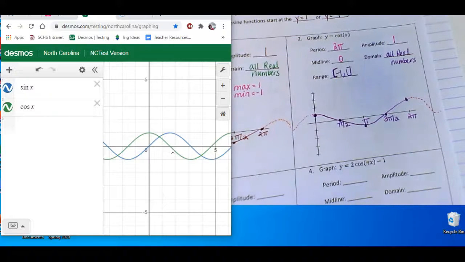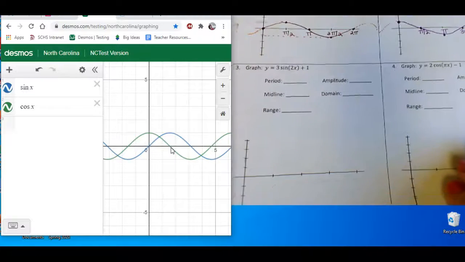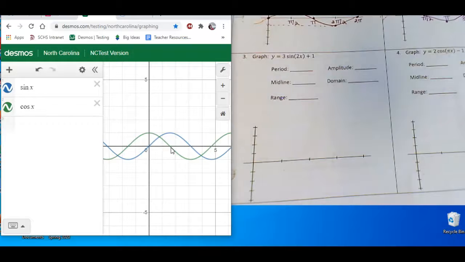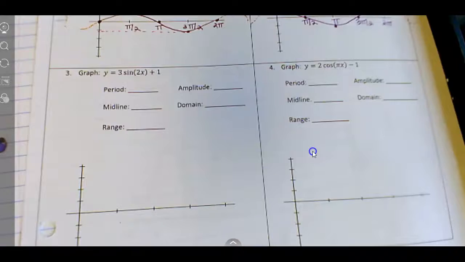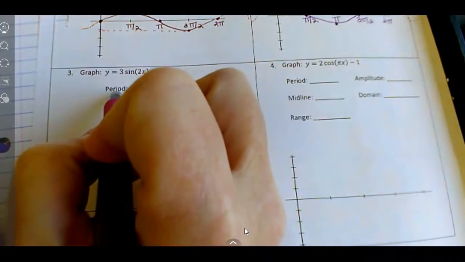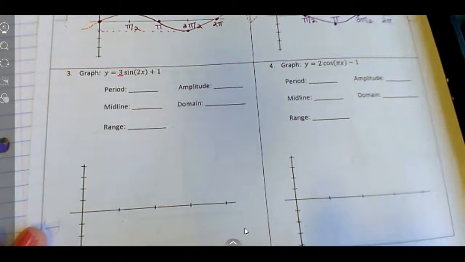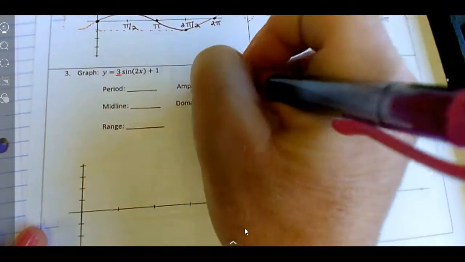Alright, let's talk about a couple more that's not as basic. And let's talk about the period and the amplitude and everything, and then we'll talk about graphing it. Okay? So, on the first one, bigger here. The amplitude is really easy. The amplitude is always the number at the beginning. Okay, so the amplitude here is 3.